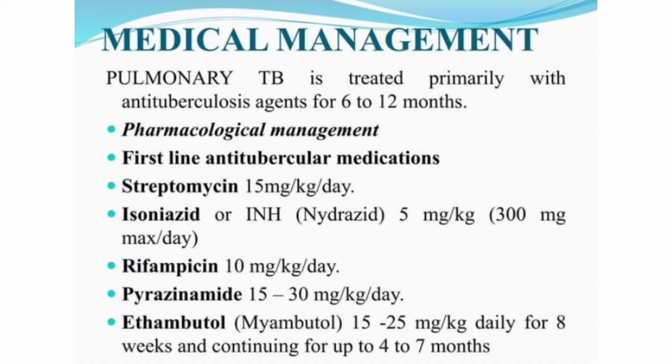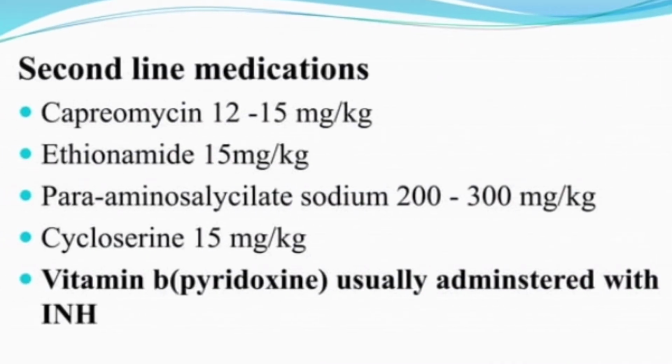Next comes the second line drugs of TB. Capreomycin, ethionamide, para-aminosalicylate sodium, cycloserine and vitamin B. So these are the second line drugs of TB.